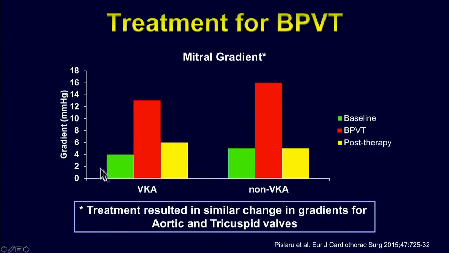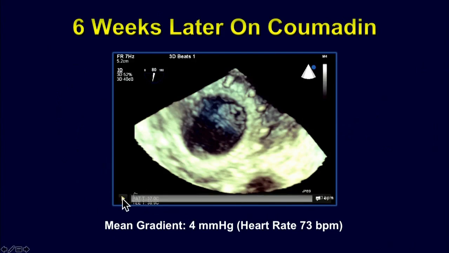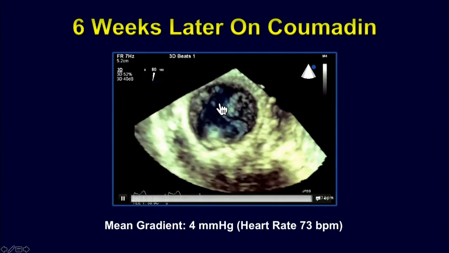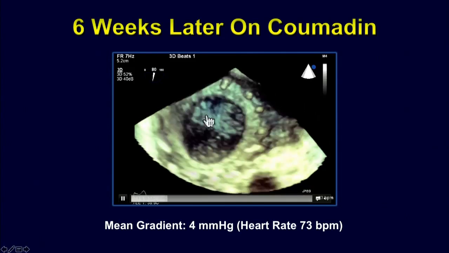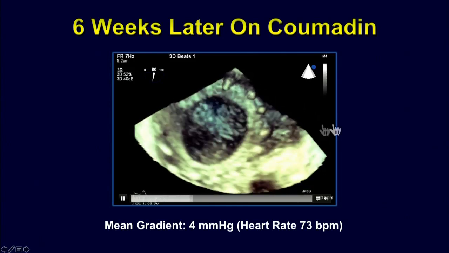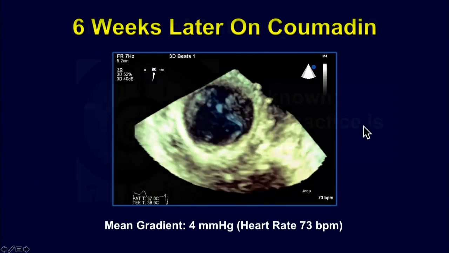And here we can see that the treatment with vitamin K antagonists versus non-vitamin K antagonists, which is thrombolytic therapy or surgery, shows that they have a similar outcome with just vitamin K antagonists, and that's why the primary treatment is Coumadin. And this is the same whether we talk about mitral valves or aortic valves or tricuspid valves with bioprosthetic valve thrombosis. And here we just see this patient after 6 weeks of Coumadin therapy. We can see that the leaflets are opening now. There's much less of that mass that we had seen earlier.